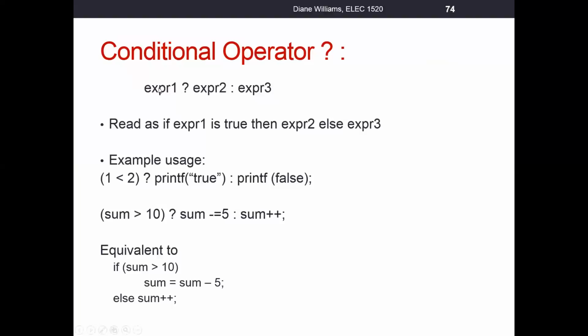This expression is your if condition. Whenever this condition is true, it goes over and performs everything in this section labeled expression 2. When this condition is false, it will perform everything in expression 3. Right. So we read this, if expression 1 is true, then do expression 2, else do expression 3. Okay, so let's look at some example usage. Here's a test, 1 less than 2. This will be true.